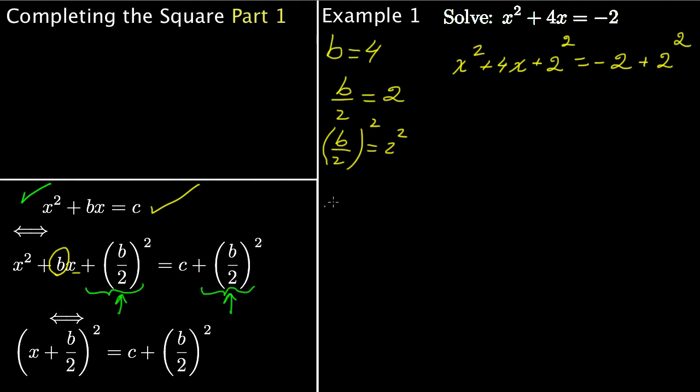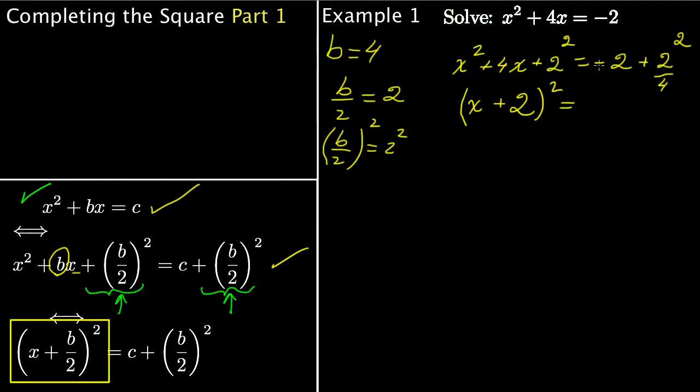Okay, so that takes care of the correct number to add to both sides, and that's legal. Now the left-hand side, we know, is going to turn into a perfect square, like this. So the left-hand side will factor into x plus b over 2, which in this case is 2, squared equals, and here we could work out the math. This is 4 plus -2, which is just 2.